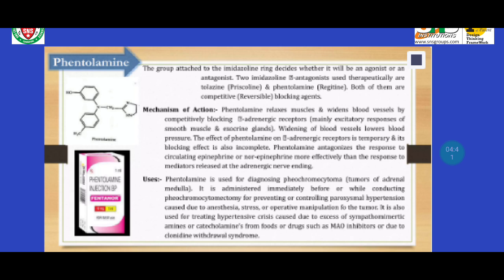The effect of phentolamine on the alpha adrenergic receptor is temporary, and its blocking effect is also incomplete. It antagonizes the response to circulating epinephrine or norepinephrine more effectively, and it is used for diagnosing pheochromocytoma. It is administered immediately before or during pheochromocytoma surgery in order to prevent or control paroxysmal hypertension, which is due to anesthesia, stress, or operative manipulation of the tumor.